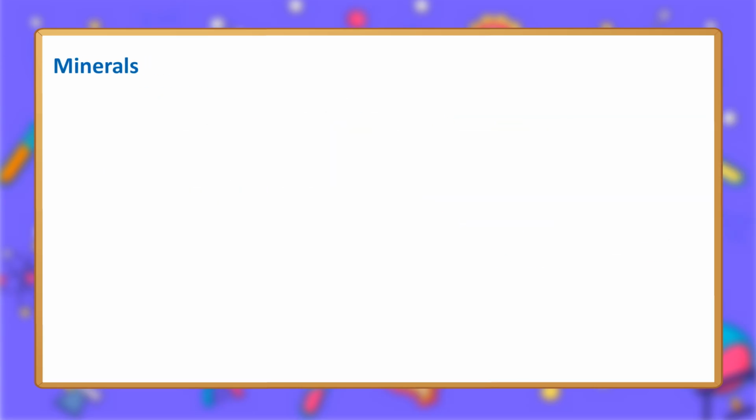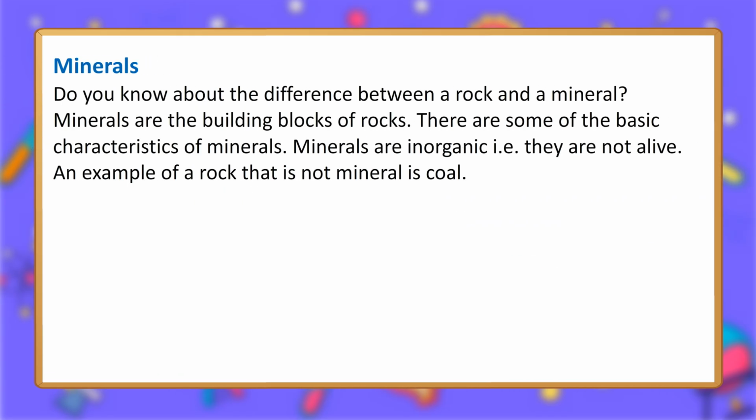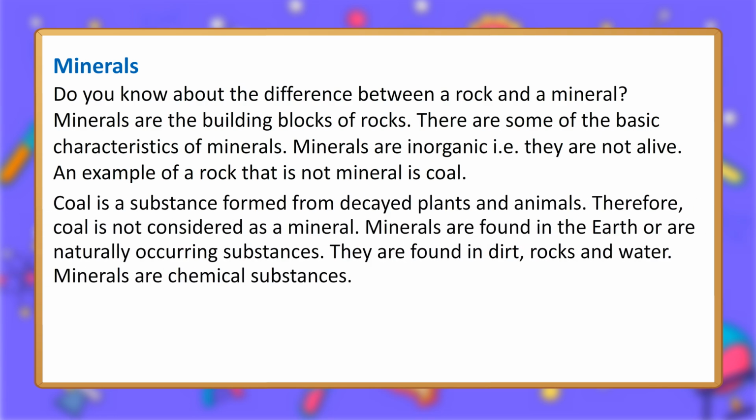Minerals. Do you know about the difference between a rock and a mineral? Minerals are the building blocks of rocks. Here are some of the basic characteristics of minerals. Minerals are inorganic, i.e., they are not alive. An example of a rock that is not mineral is coal. Coal is a substance formed from decayed plants and animals. Therefore, coal is not considered as a mineral.